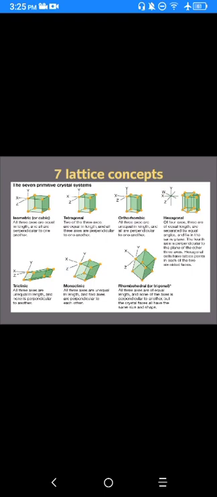First, isometric. All 3 axes are equal in length and all are perpendicular to one another. Second is the tetragonal. 2 of the axes are equal in length and all 3 axes are perpendicular to one another. The third is orthorhombic. All 3 axes are unequal in length and all are perpendicular to one another.